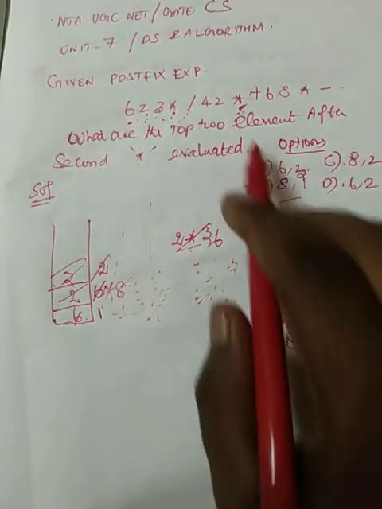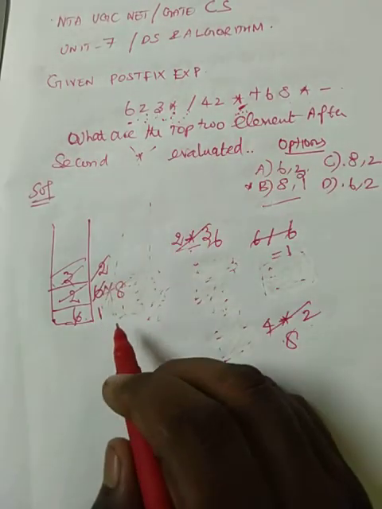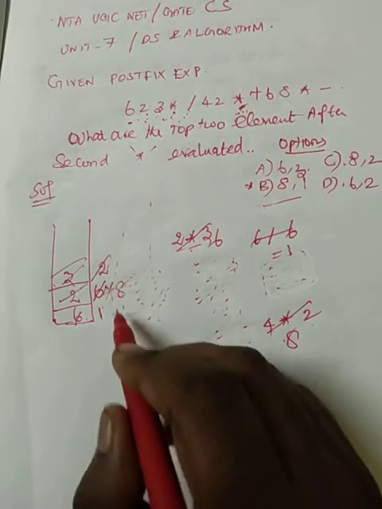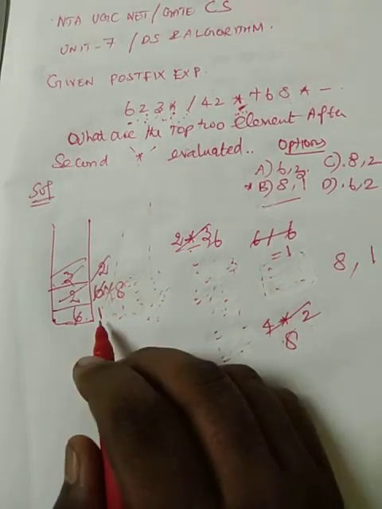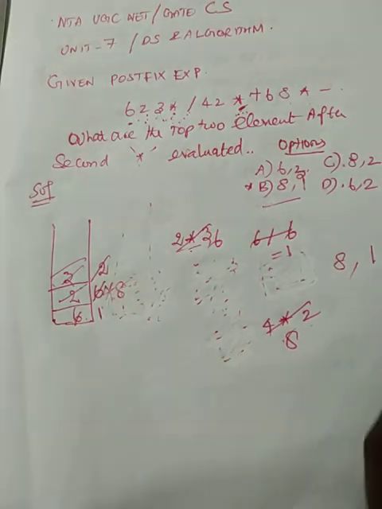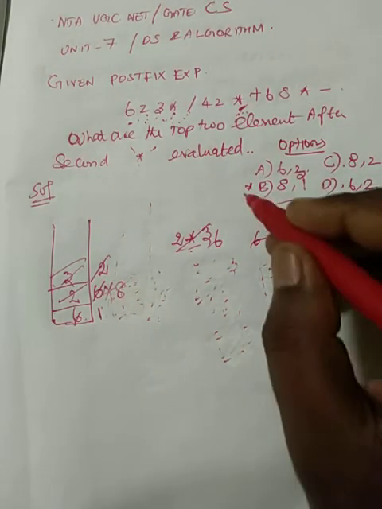Now after this operation, what are the top two elements? First I take 8, followed by 1. So the top two elements are 8 comma 1. So option B is the right answer.